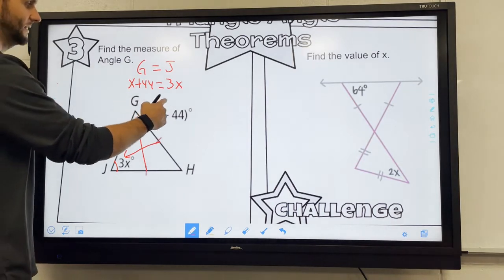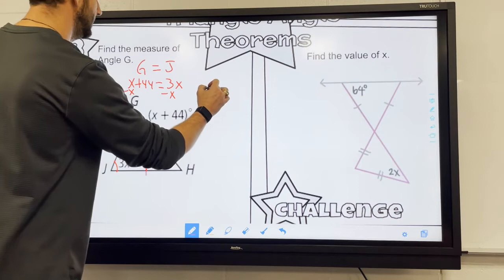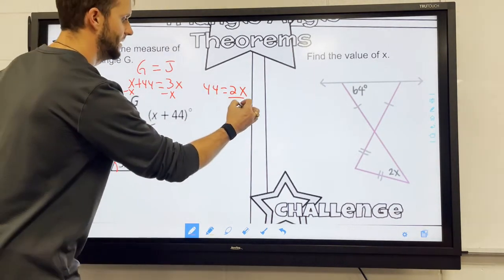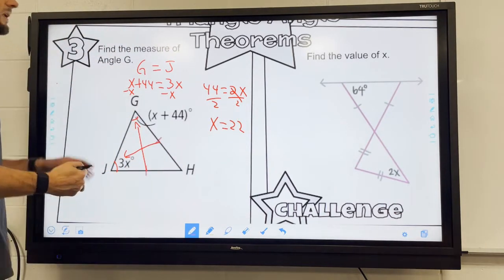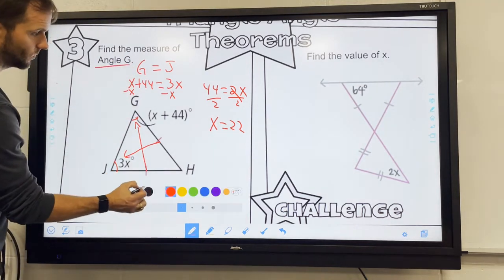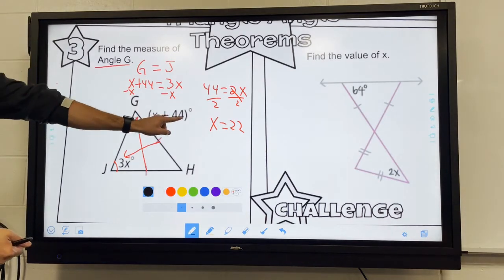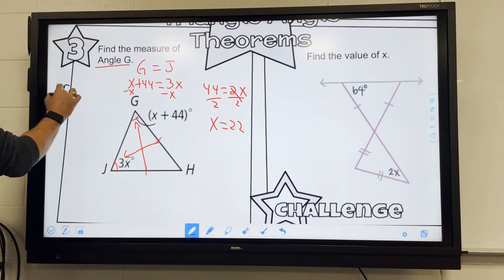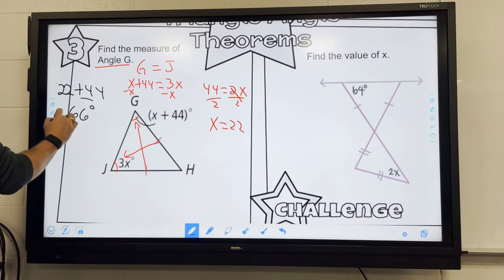So I'm going to subtract x on both sides, so minus x, minus x. That's going to give me 44 is equal to 2x. And then I'm going to divide by 2 on both sides. So x is going to equal 22. Now we need to make sure, because it is asking me what angle G is. So 22 is not the measure of G, because G is going to be x plus 44. So that means I need to take x, which is 22, and add that to 44, which is going to end up giving me 66 degrees.